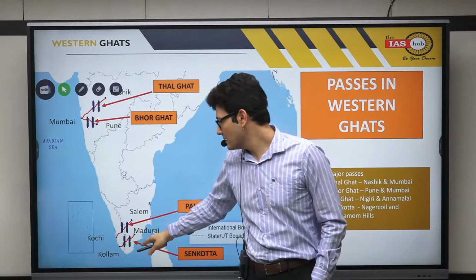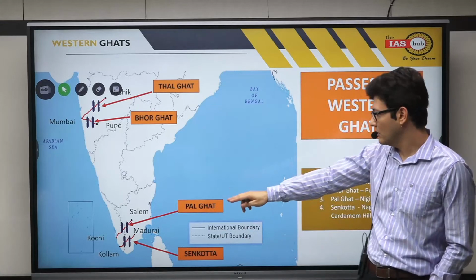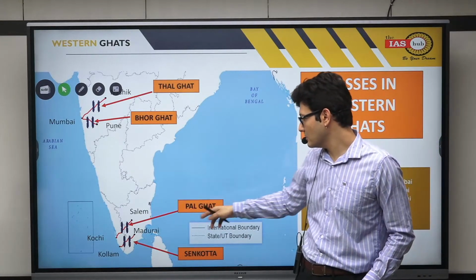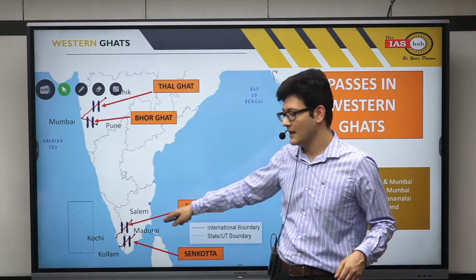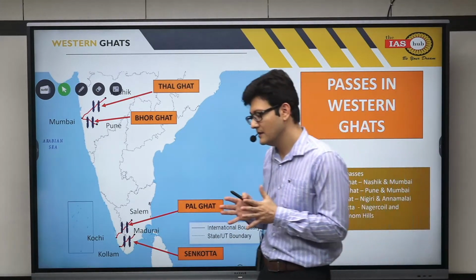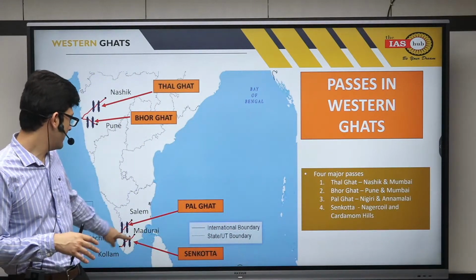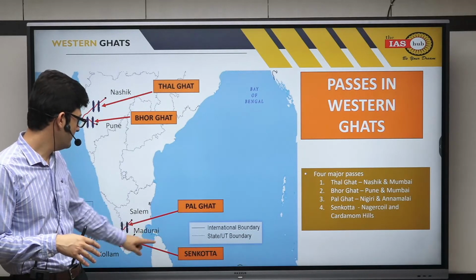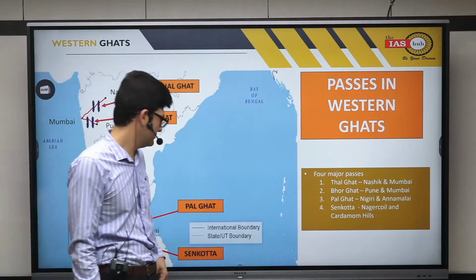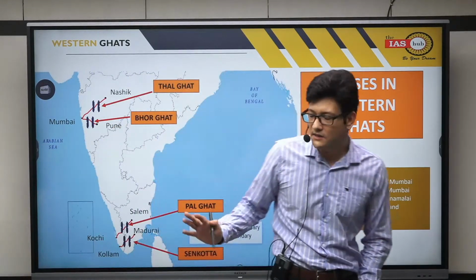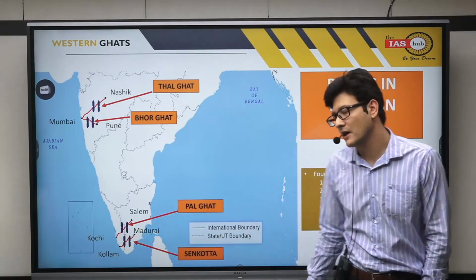Similarly, we have two major passes in the southern region also. In the southern Sahyadris, from Kochi to Salem, there is a pass called Palghat, which is a major pass, which we have seen in the previous slide also. It lies in the connecting region of Nilgiris, where Nilgiris connects to the Eastern Ghats or the Palani Hills. And then we have Kollam, and between Kollam and Madurai, we have Shenkota Pass. Shenkota Pass connects the Kollam region towards the Madurai region. The Shenkota Pass is majorly found in the Cardamom Hills.